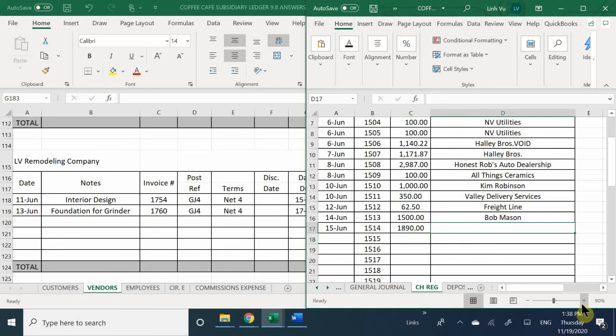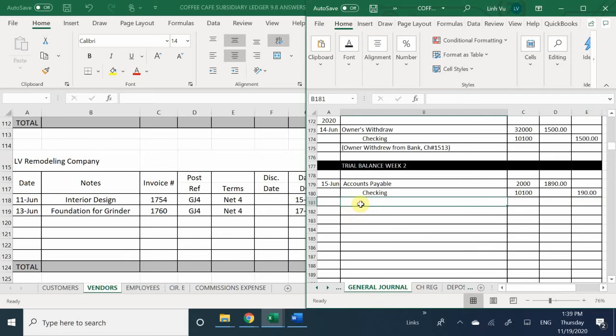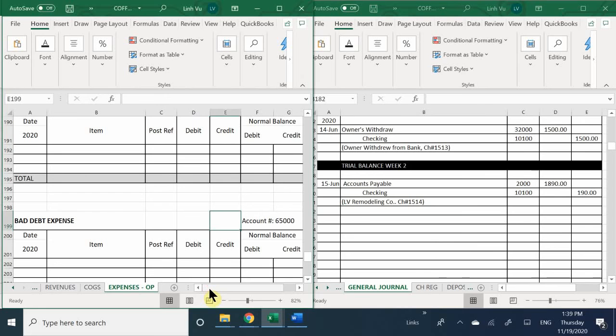LV Remodeling. Back to the journal, and put in LV Remodeling Company, check number 1514. Good. Okay, and then go to the ledger.